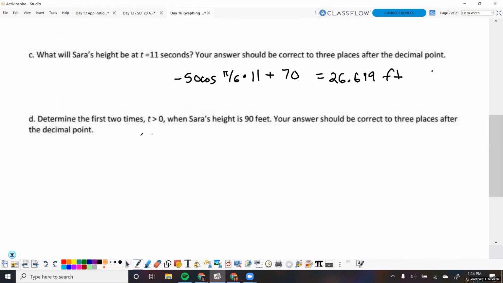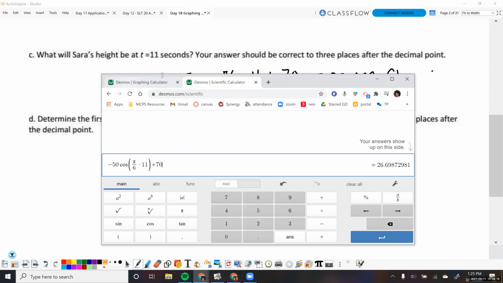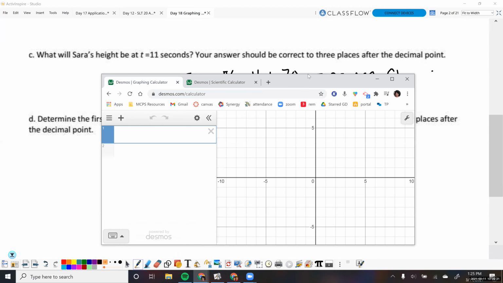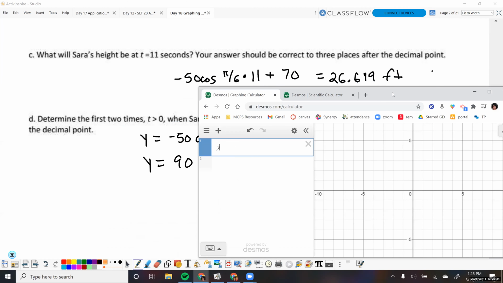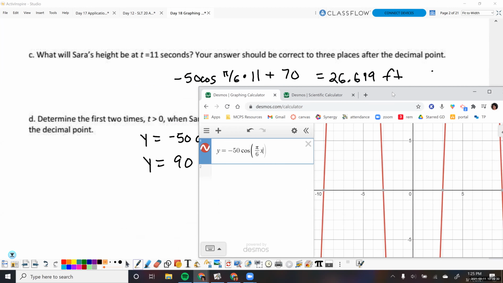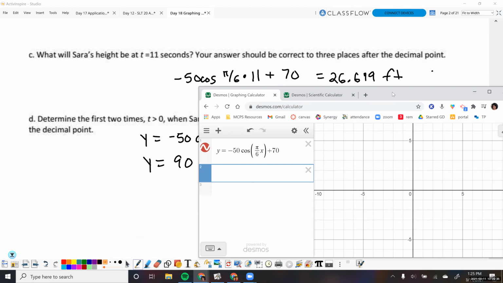So the second question that I'm going to use Desmos for is determine the first 2 times when Sarah's height is 90 feet. So I'm going to need to set up 2 equations in my calculator. I'm going to type in the one that I wrote, and then I'm going to put in the second equation, y equals 90. So I'm going to pop open my Desmos graphing calculator. I've got y equals negative 50 cosine pi over 6 x plus 70, and then y equals 90.